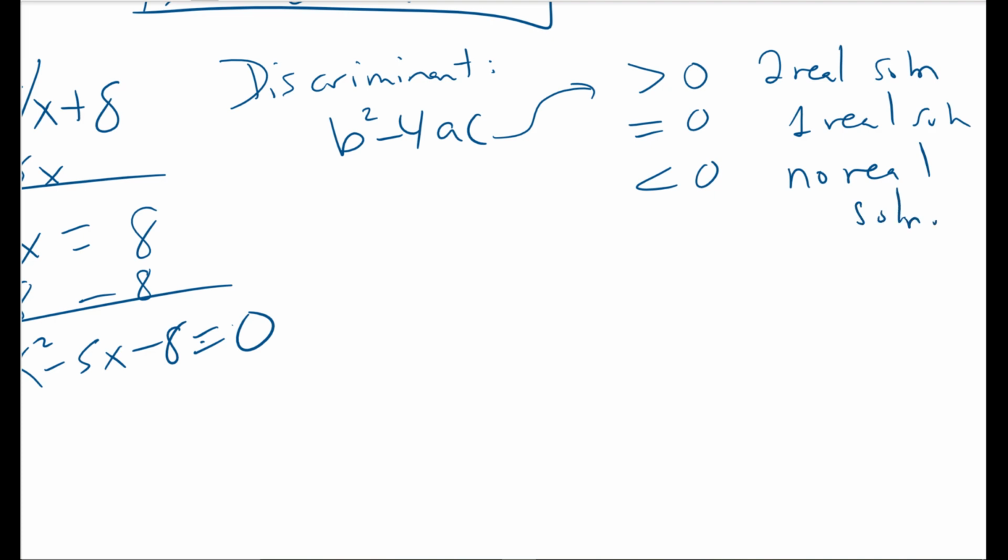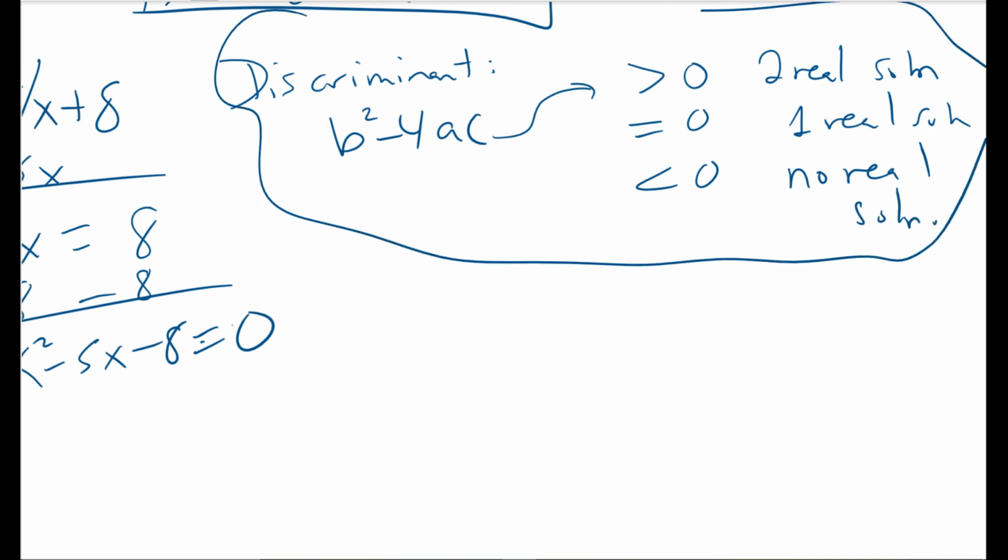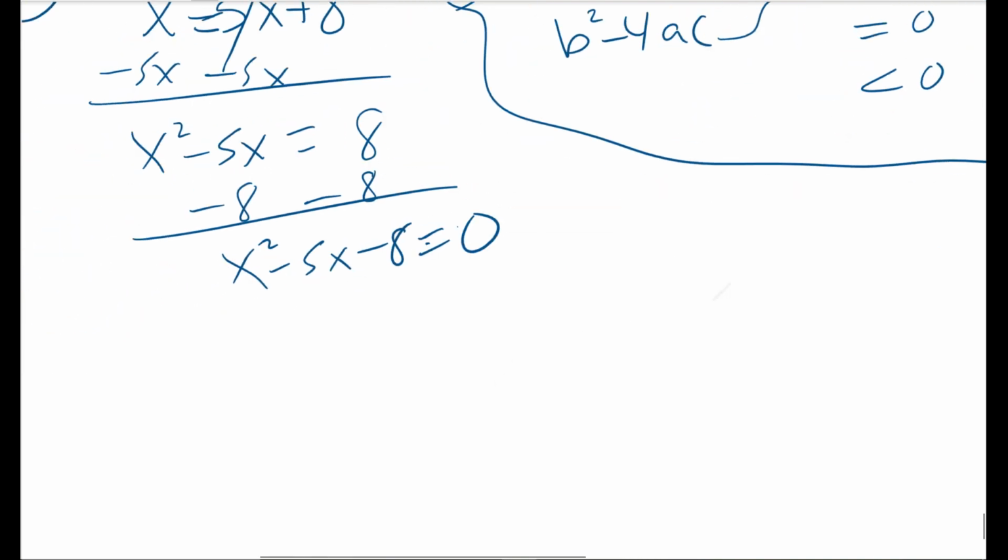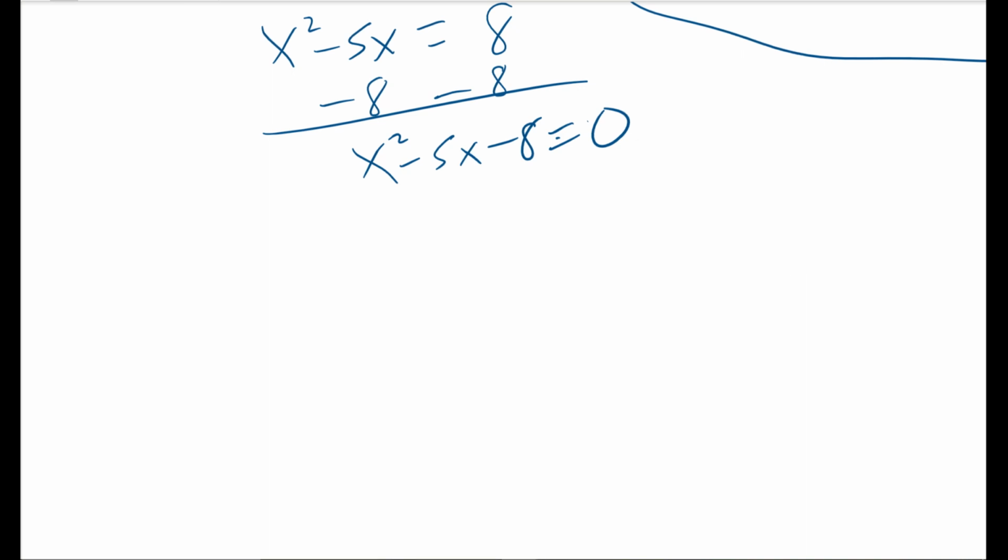So you got to do that calculation. If you get positive, great, it's 2. If it's equal to 0, it's 1. If it's less than 0, it's none. So let's do that real quick. Well, a is 1. A is an invisible 1. B is negative 5. C is negative 8. So let's do the discriminant.